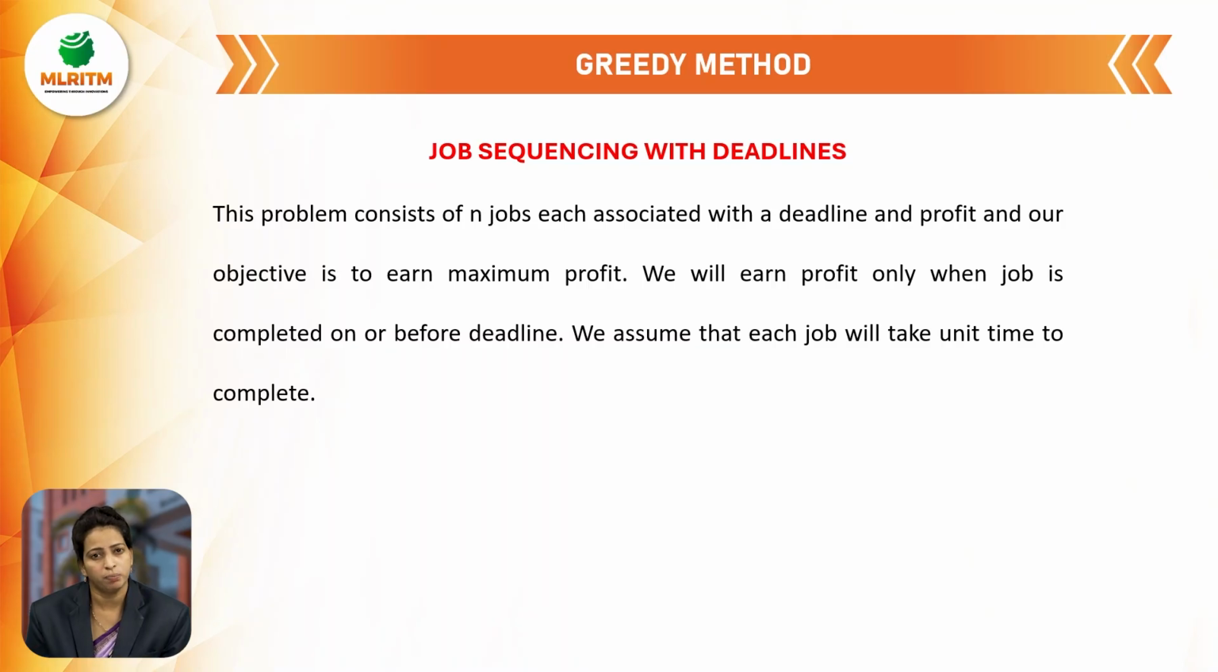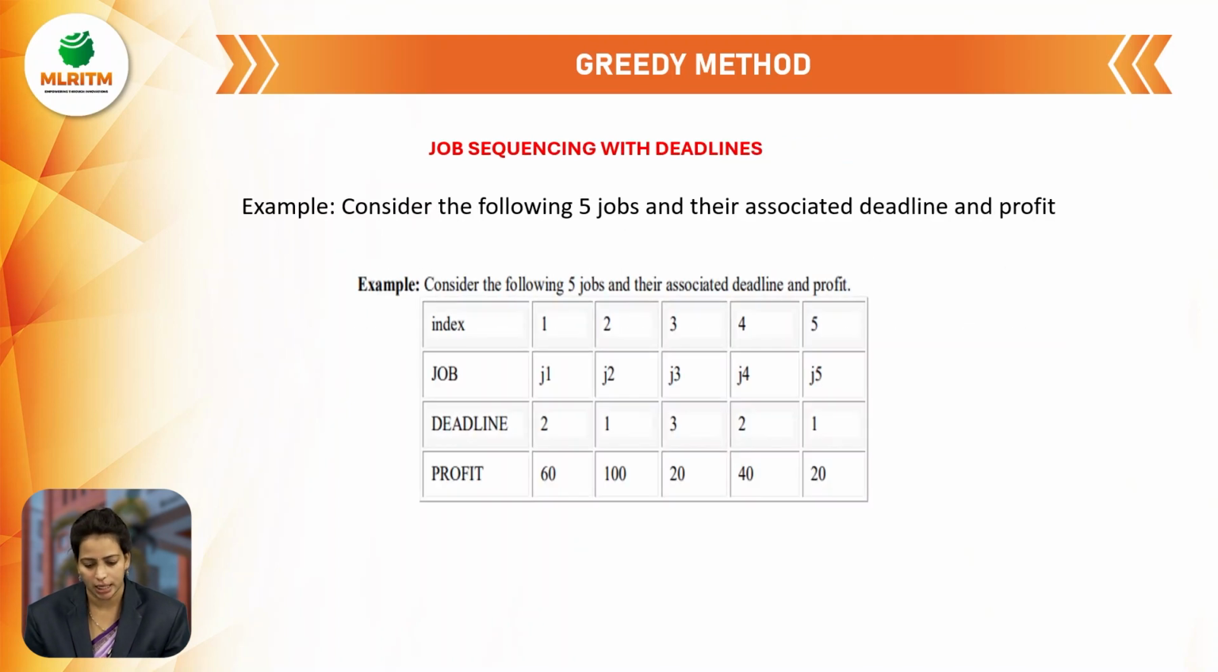So to earn profit on or before the deadline, we assume that each job takes unit time to complete. So let us consider one example. Here I consider 5 jobs: 1, 2, 3, 4, 5. Job names are J1, J2, J3, J4, J5.